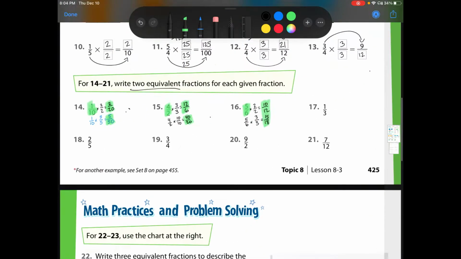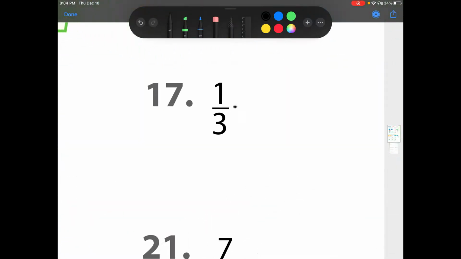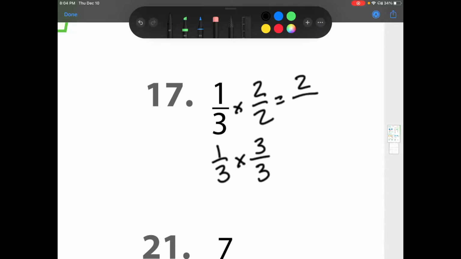So now let's head, oops, number 17. I almost forgot that guy. So I'm going to multiply by 2 halves again. And then I'm also going to multiply by 3/3, just because those are easy numbers to work with. So 1 times 2 is 2, 3 times 2 is 6. And our next one, 1 times 3 is 3, and the denominator is 3 times 3 is 9.